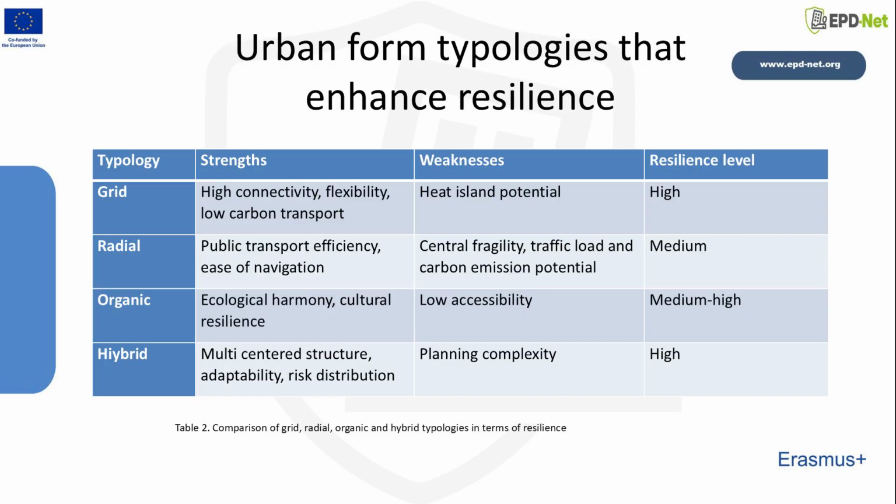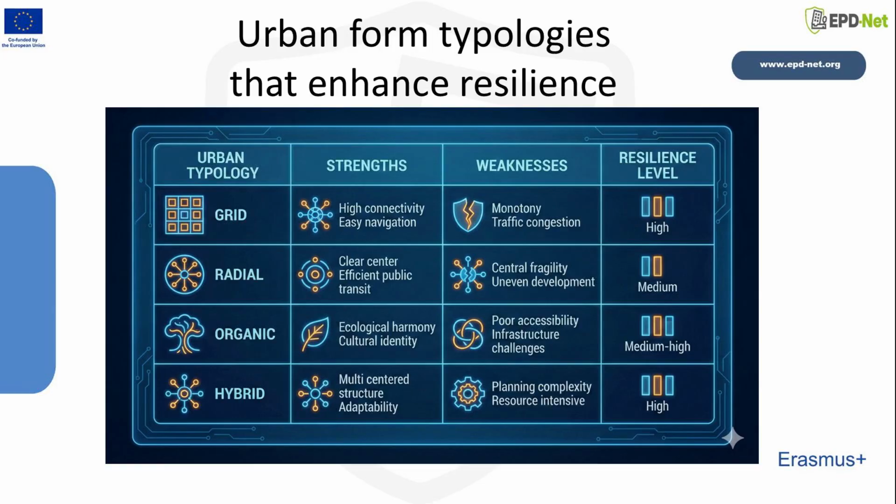In this slide, grid, radial, organic, and hybrid urban form typologies are compared in terms of their strengths, weaknesses, and overall resilience levels. This comparison highlights how different urban forms perform under disaster risk conditions and indicates the contexts in which each typology may offer advantages in planning and design processes.